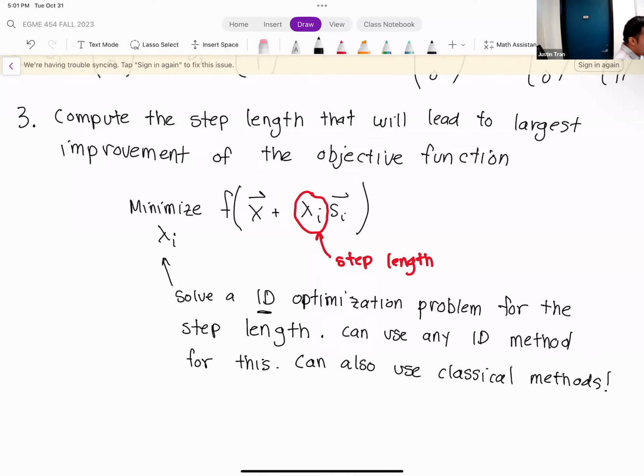Because we know the direction, we're only going to be changing one variable, so that's what helps us as well. And so we just want to find out how much we need to change that variable to lead to the best improvement. Okay.